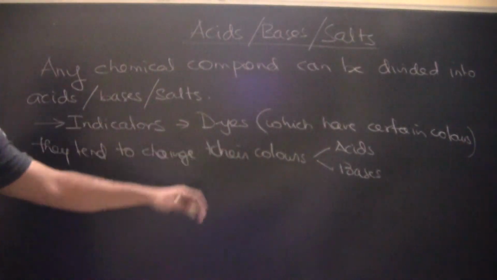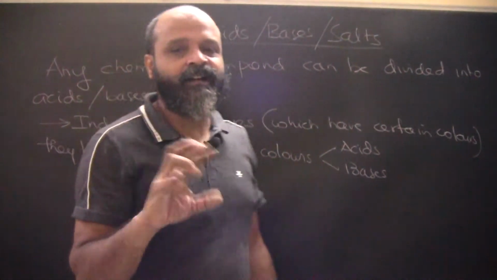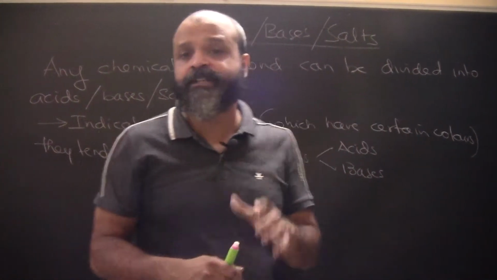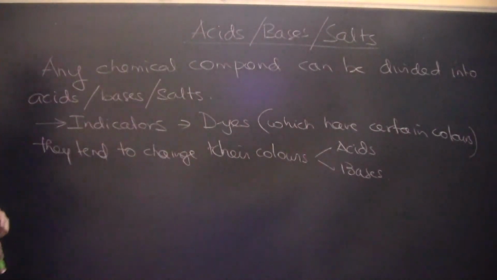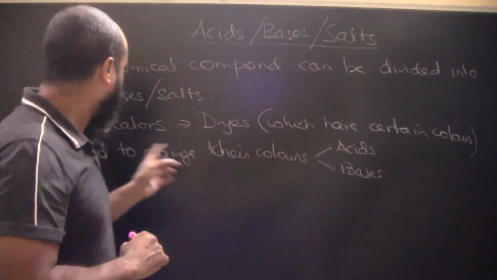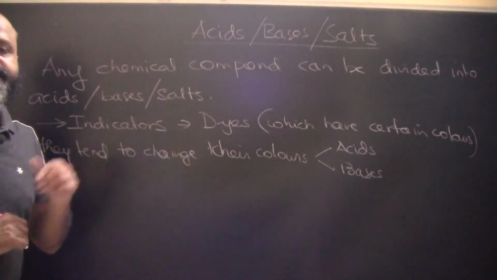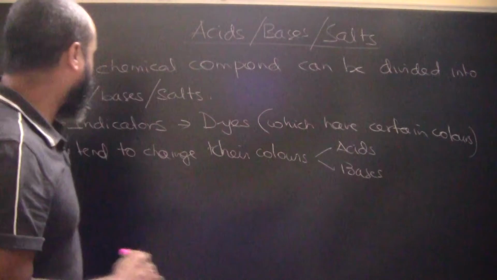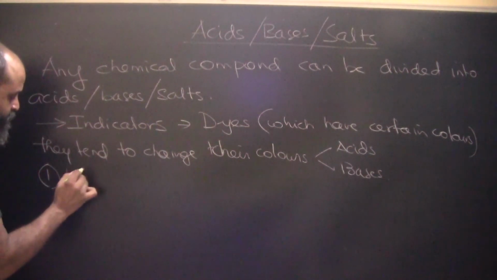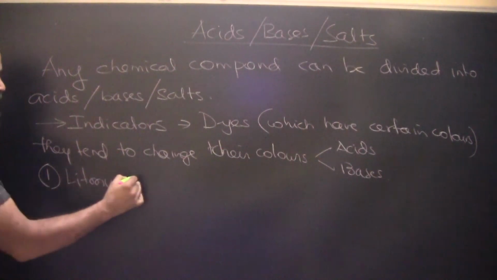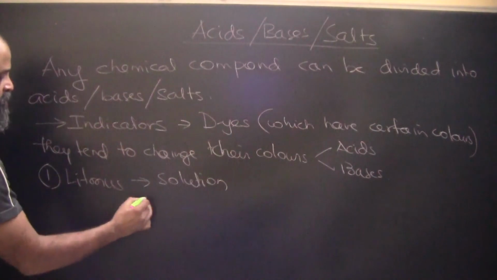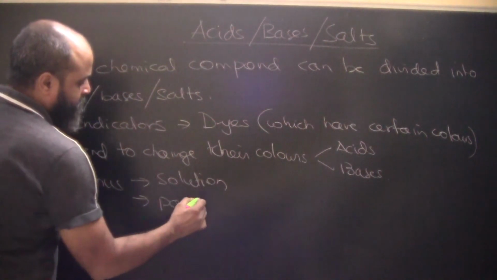Dyes are basically compounds with certain colors of their own, and these tend to change their colors with acids and bases. The first indicator, which most of us are already aware of, is litmus. Litmus is either taken as a solution or as a paper.